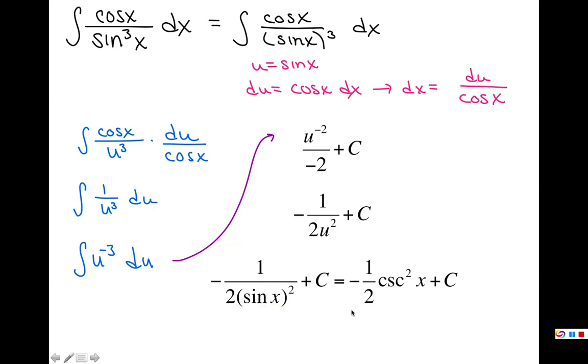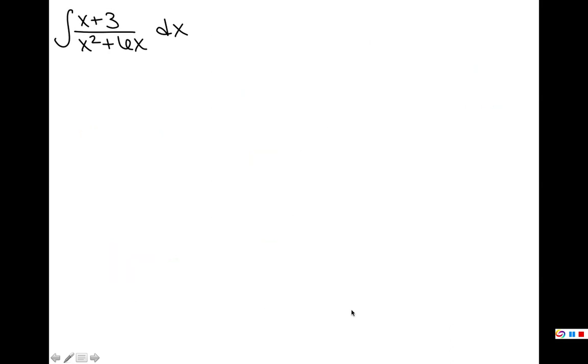All right, let's do another example. We want to find the antiderivative of x plus 3 divided by x squared plus 6x. So for this problem, I think it's a little bit less obvious what the u is. Maybe, I don't know. And so it's okay to just guess and try something, see if the x's cancel out, and if they don't, then just try something else.